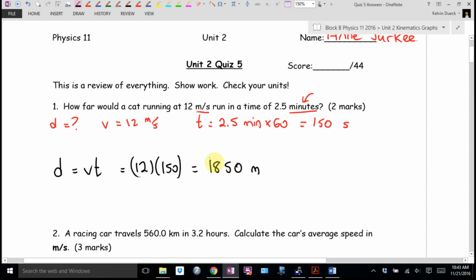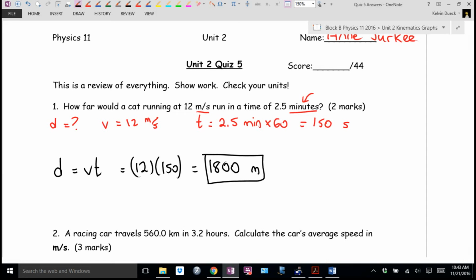1,850 meters. If you got that right, you get 2 out of 2. If you forgot the units, a half mark off. Otherwise, am I wrong? 1,800? Okay, I'm way off. 1,800 meters. Sorry, I guess I'd better use my calculator. If you got that right, 2 out of 2. If you forgot the units, a half mark off.